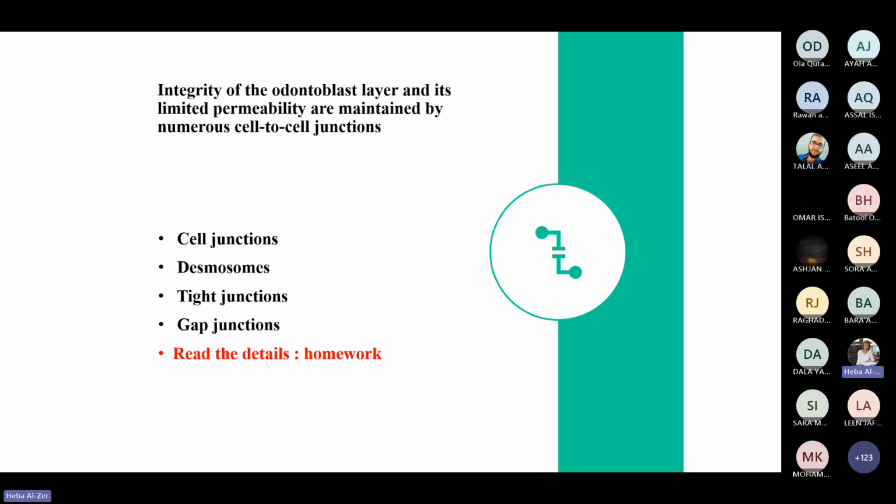As I have mentioned, there are different kinds of cell-to-cell junctions between the odontoblasts, and between the odontoblasts and fibroblasts. These are the cell junctions: desmosomes, tight junctions, and gap junctions. You have discussed these in detail in the cytology subject last year, so it is mandatory to read the details from the book.